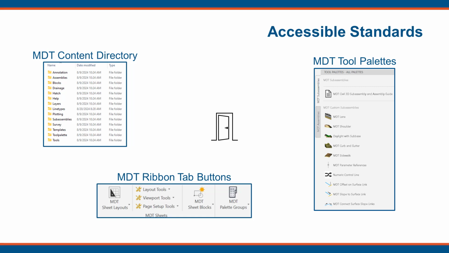The State Kit aims to have easily accessible standards content. MDT CAD standards content is organized under one directory, eliminating the need to hunt down items in obscure locations. Specific drawing content is conveniently available in the user interface through the use of custom MDT ribbon tabs and a custom MDT tool palette.